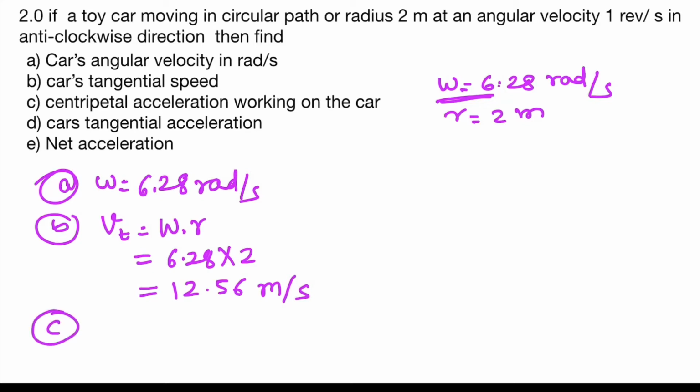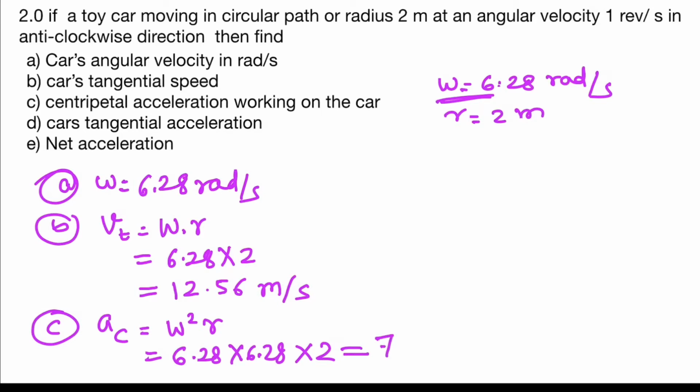Part C is the centripetal acceleration working on the car. The centripetal acceleration AC is given by omega squared r. Here this is 6.28 into 6.28, which is omega squared, multiplied by 2, which is the radius. And this is equal to 78.87 meter per second squared.